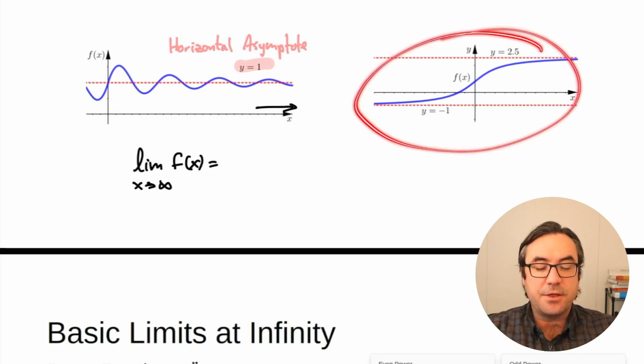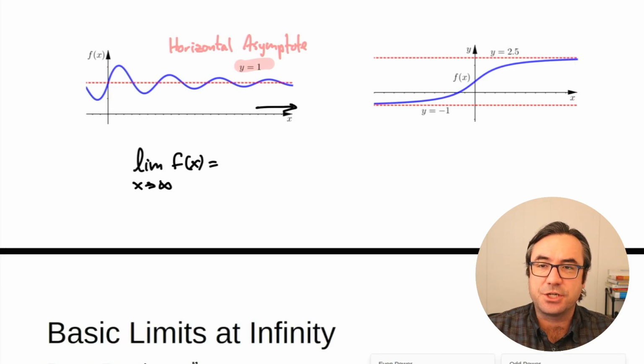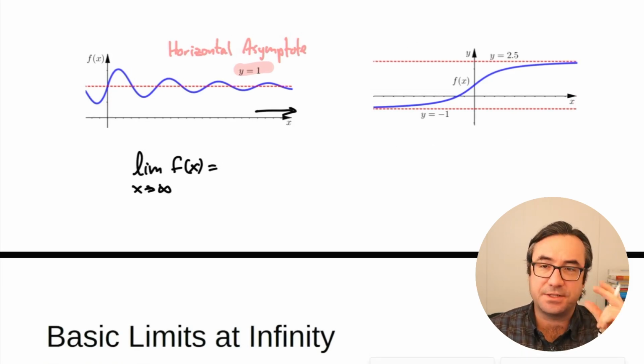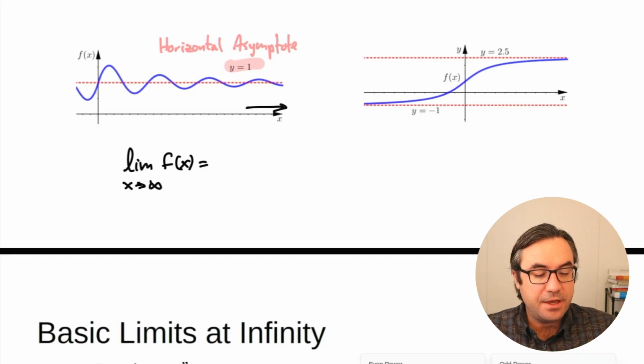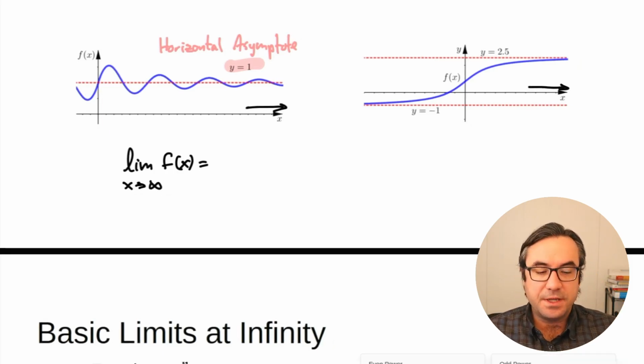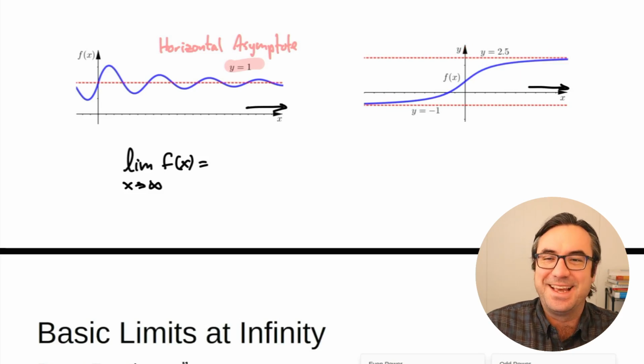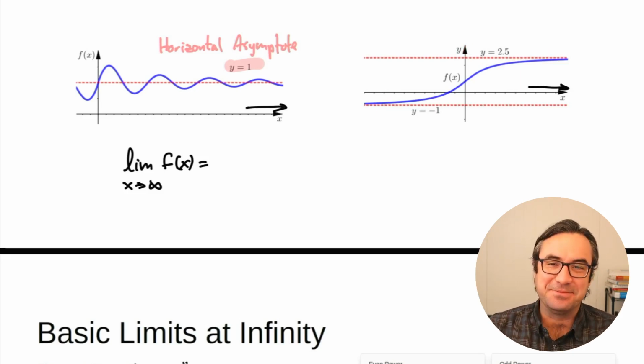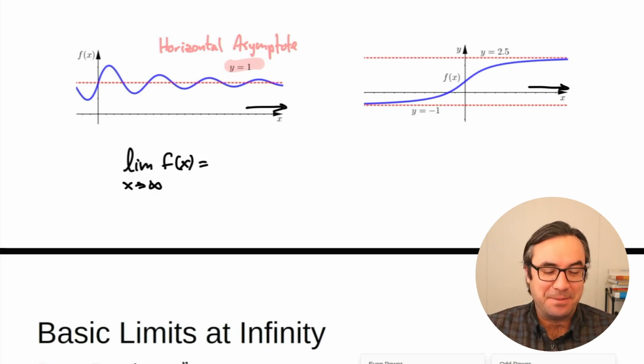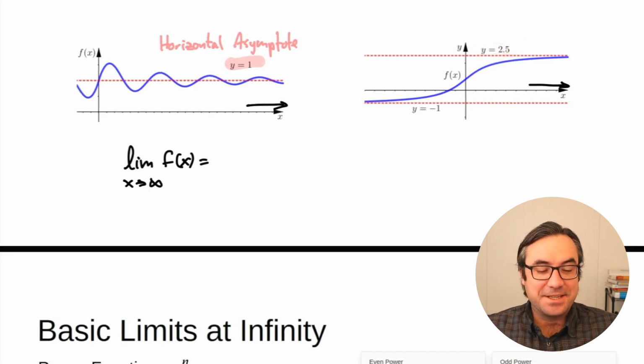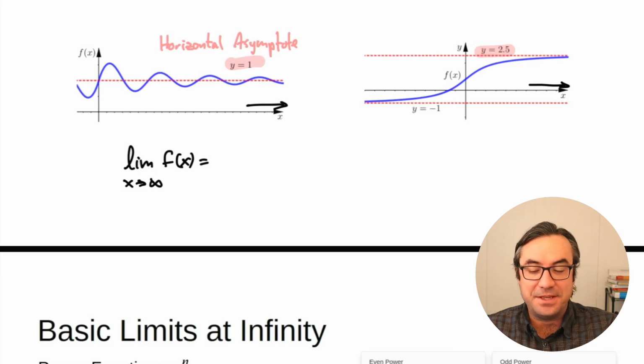Now, there's another graph here, and this is actually the inverse tan function. This graph has two horizontal asymptotes. If we look in the right direction, as x gets larger and larger, the graph of the function is getting closer and closer to this line y equals 2.5. Actually, this isn't the arctan function. It looks similar, but it's not the arctan function. We'll see the arctan function in a little bit. So we would say in this case that the line y equals 2.5 is a horizontal asymptote.